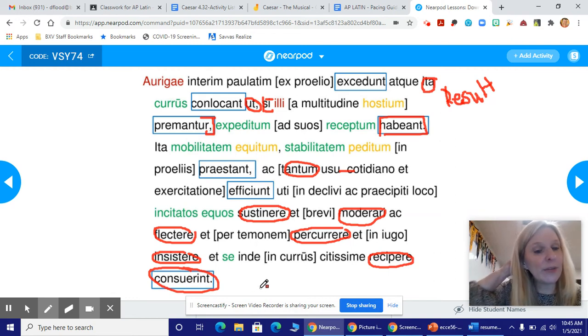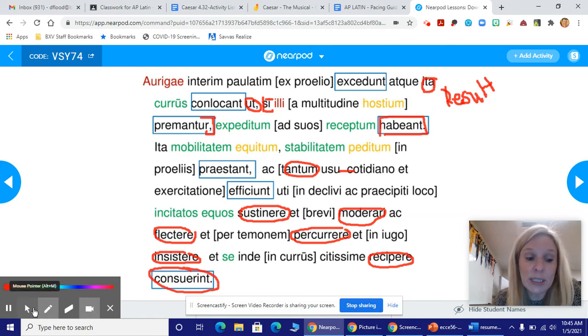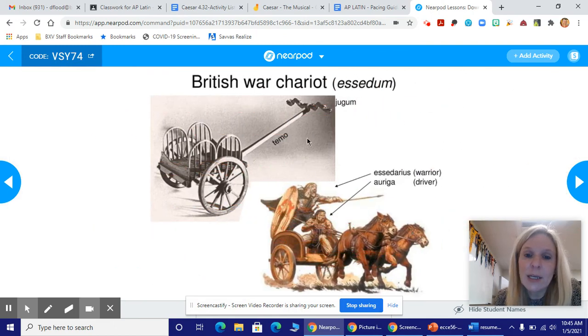So here we have Julius Caesar describing the swiftness of the attack and the terror of the attack that the British charioteers have on the Romans. You can see here in our next slide an example of a British war chariot, and I think this is a really good example. Here it's called the essedum, and here's an essedarius. This is the warrior, and then you have the auriga, who's the driver. So you can see that they'll sit on this chariot.